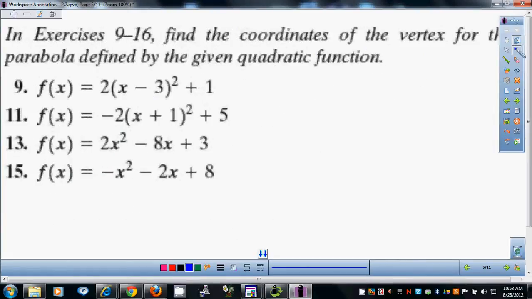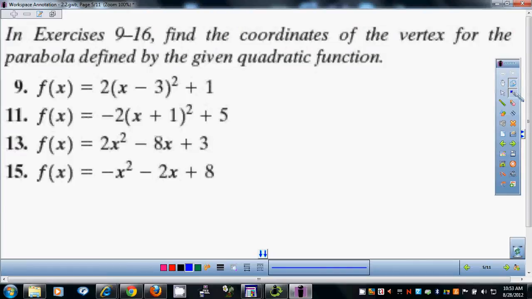All right. Find the coordinates of the vertex. Okay. Well, doing it the quick way, who can tell me the quick way to find what the vertex would be for number 9? It's the same as the shifts. What? Positive 1. Positive 3, positive 1. Remember, it's the opposite of what's inside, exactly what's outside. Very good.